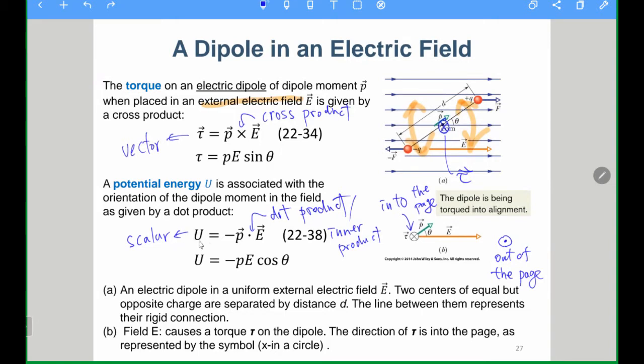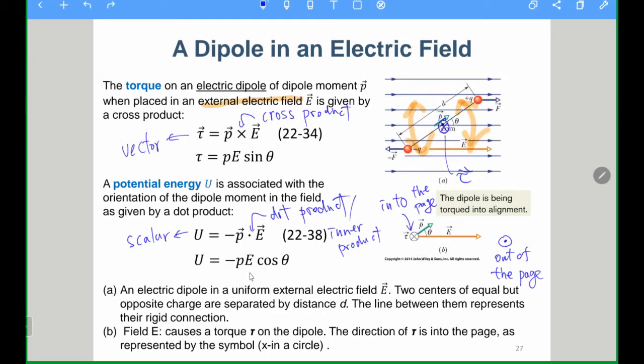So this is a scalar, which means the potential energy. It is P dot E with a negative sign, and the magnitude is the magnitude of P times the magnitude of E times cosine theta. Theta is still the angle between the vector P and vector E.